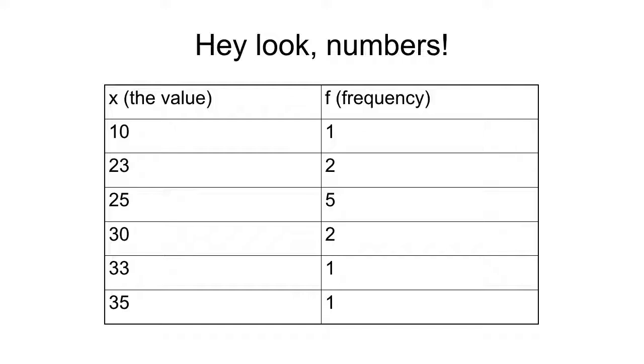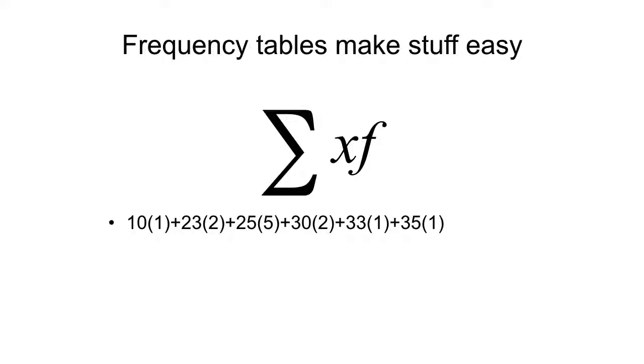So just something like this, even though it's a very small data set, this groups stuff so we can get a feel for it. Those kind of frequency tables make a lot of stuff easy. Let's say we want the sum of all the scores. We probably use that to calculate the mean. We can do that very easily by doing the sum of the x values, that's the scores, times the frequencies.